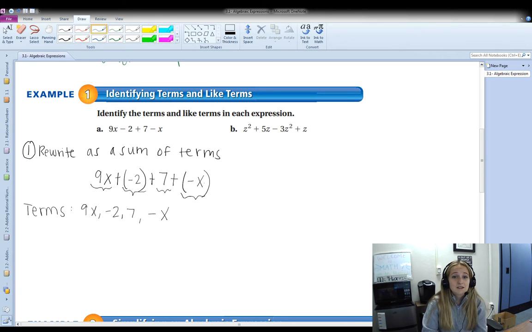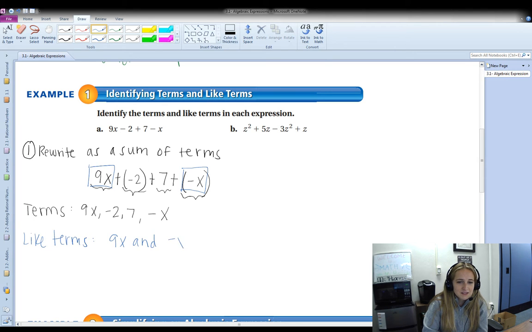This has an x, and it doesn't have an exponent, which this 9x also doesn't have an exponent. So I know those are like terms. So to organize it, I'm just going to pick shapes. I'm going to pick a square for my x-like terms, and I'm going to square them. Then when I go down and write my like terms, I'm going to write down 9x and negative x. Those are like terms, okay?